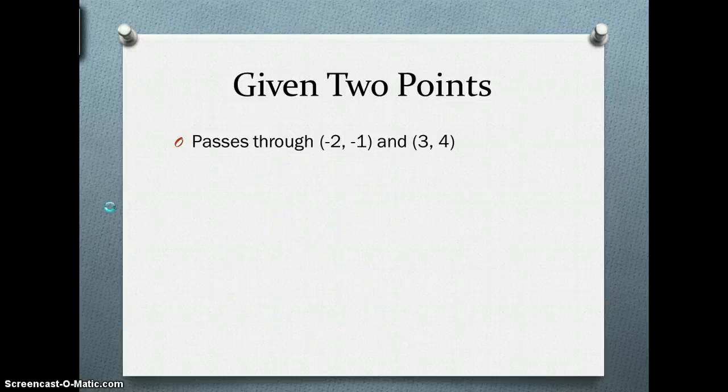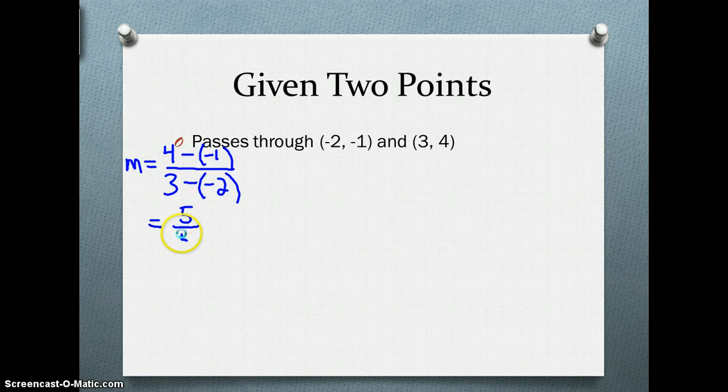Here's where we get into having a couple more steps. Again, the first thing we have to do if we're given 2 points and we're asked to write the equation of a line is we have to calculate the slope first. So my m is equal to y2, which is 4, minus y1, which is -1, over x2 minus x1. So I get 4 plus 1 is 5, over 5 actually, because this becomes plus 2. So my slope here is 1.